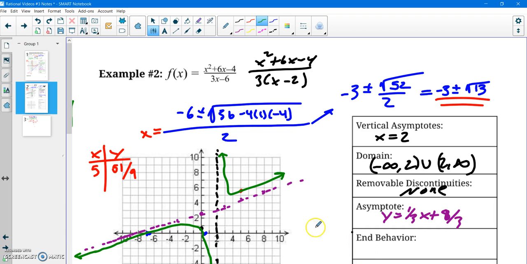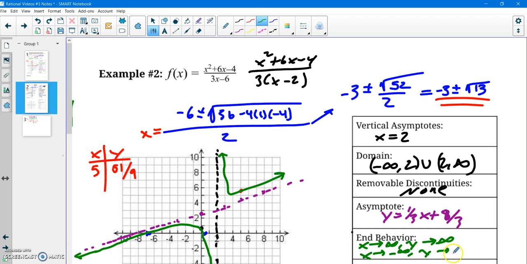Okay, so my end behavior, again, look at the purple line. As you go to infinity, the purple line is going to infinity. As you go to negative infinity, the purple line is going to negative infinity. So that's what our end behavior is for our graph as well, since it's approaching that purple line.